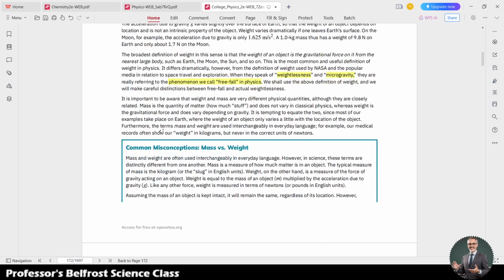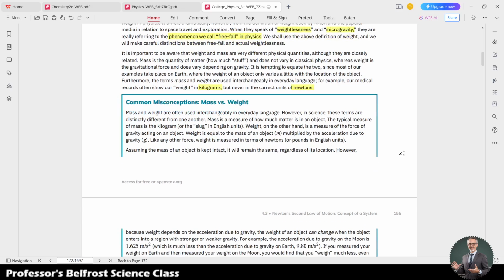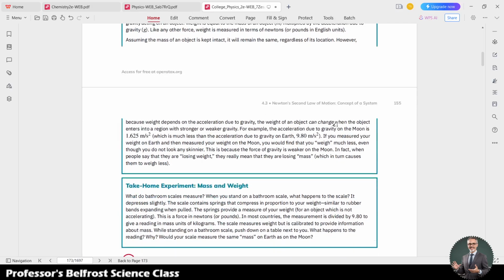So weight is not described using kilograms, but it is newtons. Mass should be kilogram and weight should be newton because weight is a force. I want you to take your time to pause this video first and read this common misconception part: mass versus weight, because mass and weight are both different terms.